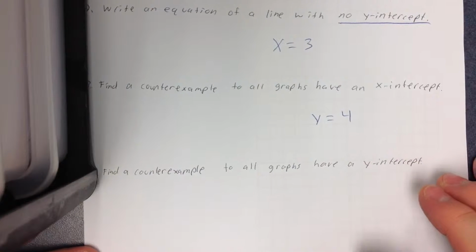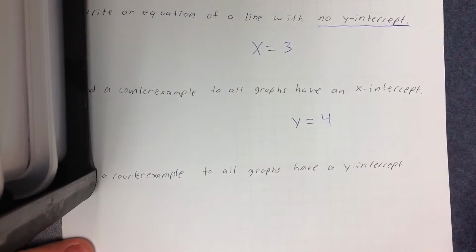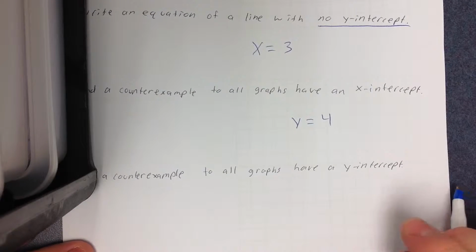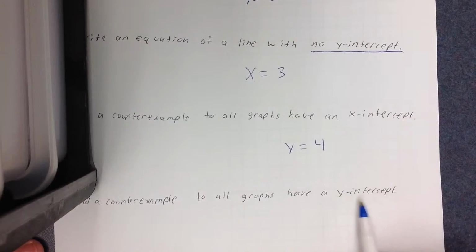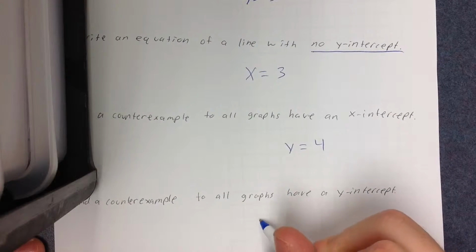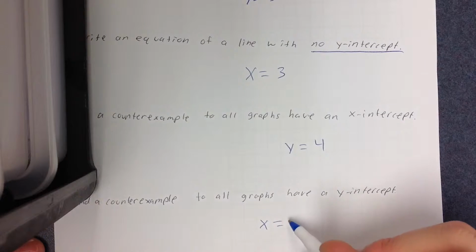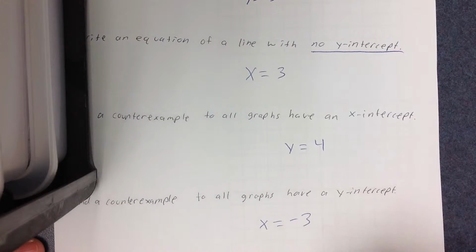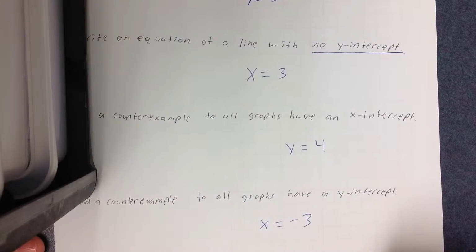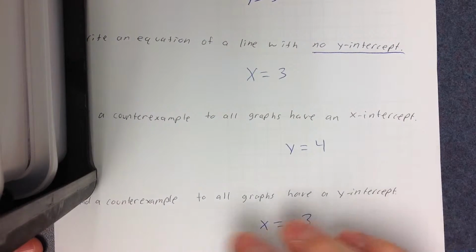Number 4 says find a counterexample to all graphs that have a y-intercept. Again, you're trying to find an example for graphs that don't have a y-intercept. And that's going to be any equation that doesn't have a y. So you could say x equals negative 3 if you wanted to. Could have said x equals 100, as long as it did not have a y in it.